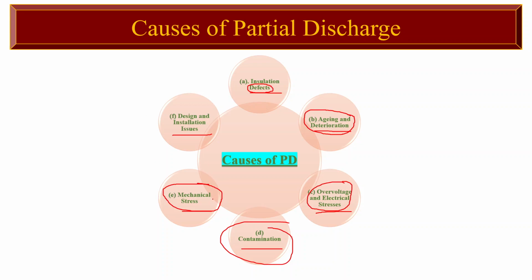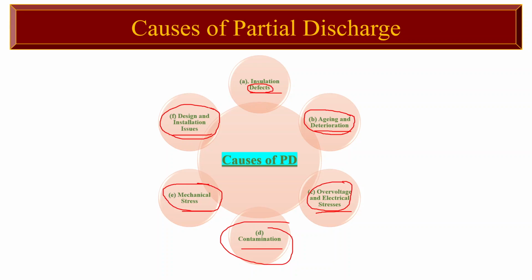And also the design and installation issues of the electrical equipment, like inadequate design, improper installation, or poor workmanship, can lead to electrical stress concentrations, improper clearances, or improper insulation materials. These design or installation issues can contribute to partial discharge occurrence.